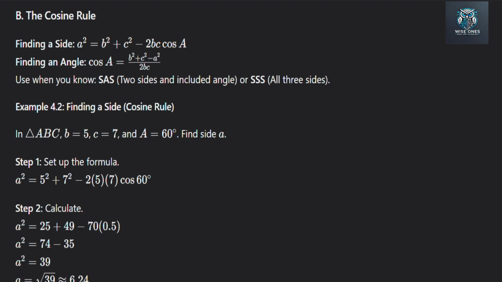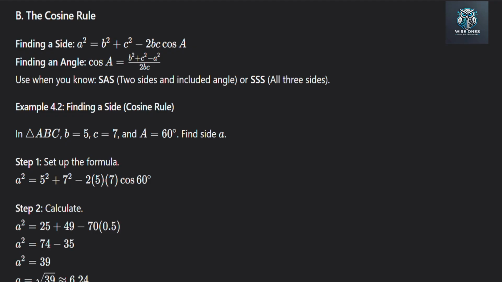There are two forms. Finding a side: a squared equals b squared plus c squared minus 2bc cosine A. Finding an angle: cos A equals open bracket b squared plus c squared minus a squared close bracket divided by 2bc. You use this when you know two sides and the included angle, or all three sides.